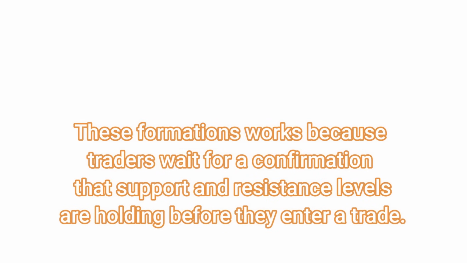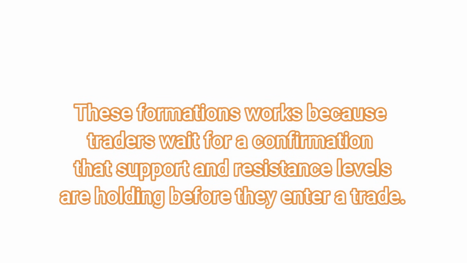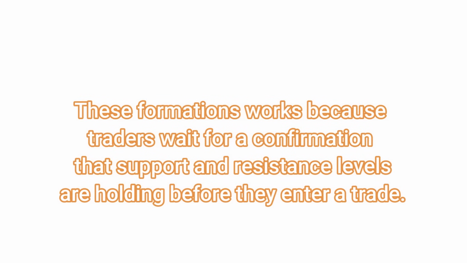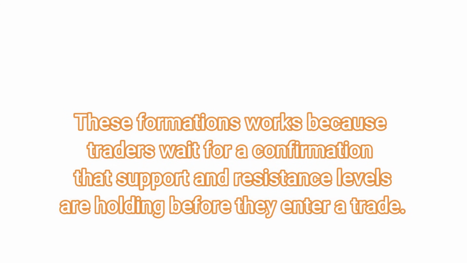This formation works best because traders wait for confirmation that support and resistance levels are holding before they actually enter the trade, right? They want to see that confirmation and not just enter on the first test, right? So when the market is coming back to create that second leg, it is giving us confirmation that these levels are actually strong enough for us to enter into the market. That is why we only enter at the second leg and not the first leg, right?